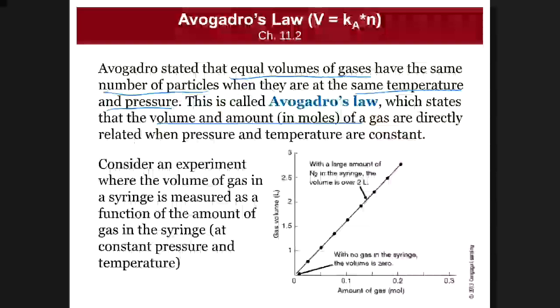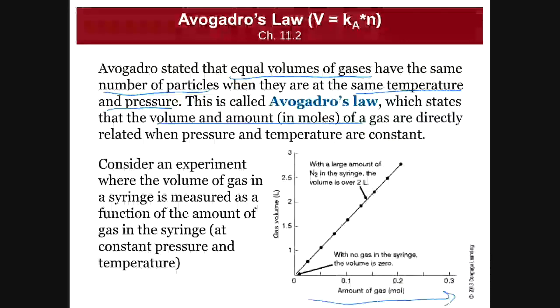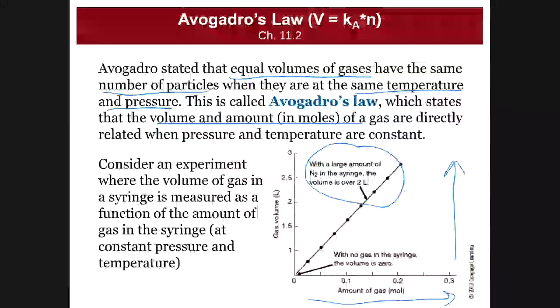So this experiment is a little different. It'd be a lot harder to do in the Gen Chem lab, but consider an experiment where the volume of a gas is measured as a function of the amount of gas in moles in that syringe at constant pressure and temperature. So as the amount of gas in moles increases, the volume increases. They are directly related. With a large amount of our nitrogen gas in the syringe, the volume is over 2 liters. When there's no gas in the syringe, the volume is 0.